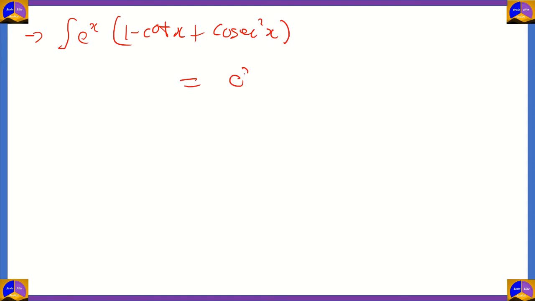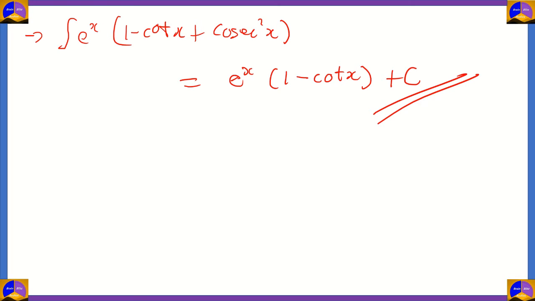So, in accordance with that property, the integral of e raised to x times (1 minus cot x plus cosecant square x) will now be equal to e raised to x times (1 minus cot x) plus c. And this is the answer to the 7th question.